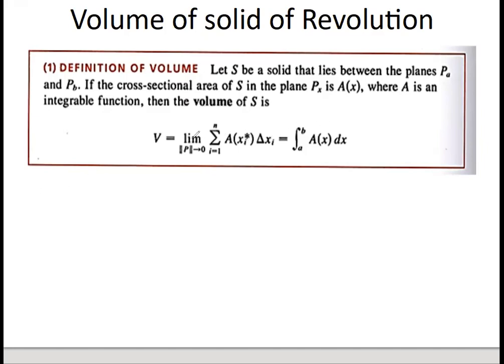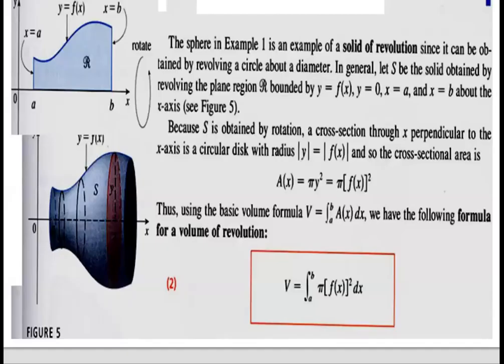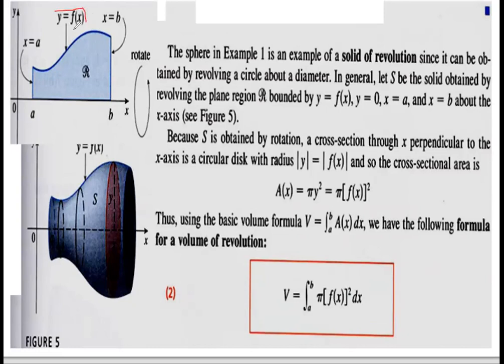This formula is a little complex for you, but let me go to a real example and see. So if you want to take this curve, that is, y equals f(x), so that's this here, and you were to rotate it.